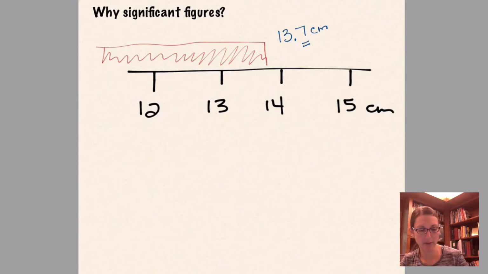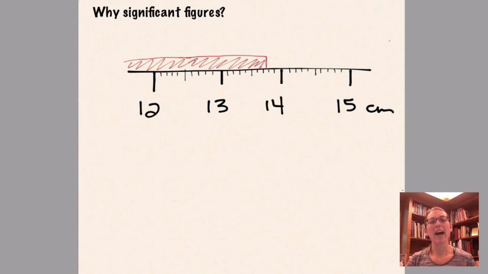What if it's a slightly different measurement? If I have a different tool and I go back to measure that same object, now I can see that it's still between 13 and 14, but since my ruler is marked out to the 10th place, I can tell that this is really 13.7, maybe 13.75 centimeters. So because my measuring tool has additional information embedded in it, my measurement can have additional digits.